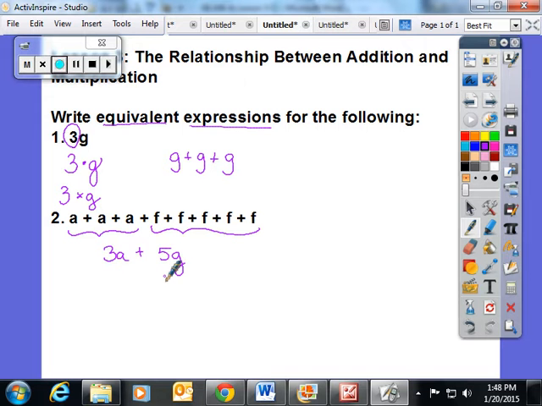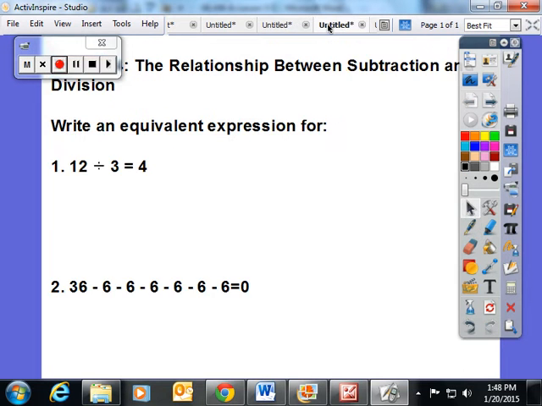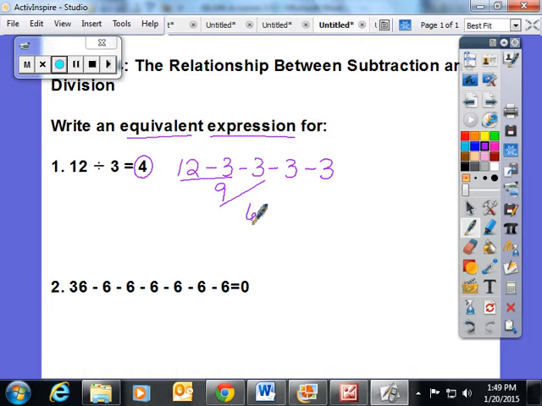Then we went on to lesson 4, and that talked about the relationship between subtraction and division, and we again talked about equivalent expressions. So 12 divided by 3 gives you 4. Division is the same as repeated subtraction. So if I took 3 and subtracted it 4 times from 12, we talked about what the value would be. 12 minus 3 is 9, 9 minus 3 is 6, 6 minus 3 is 3, and 3 minus 3 gives this expression a value of 0.